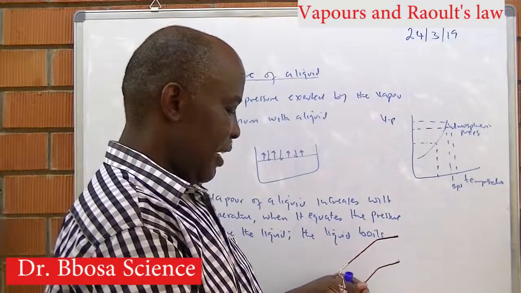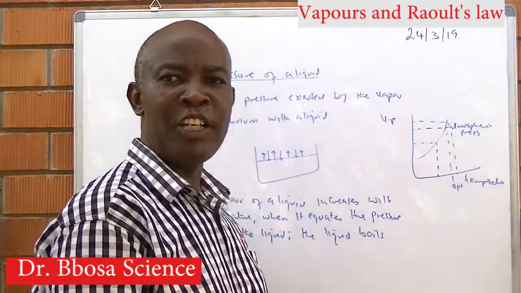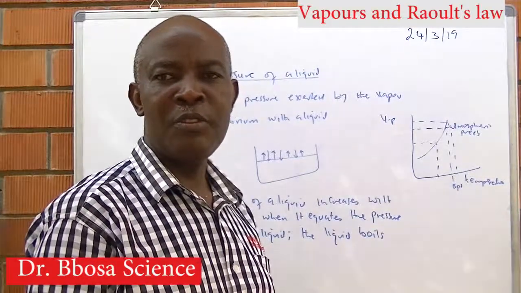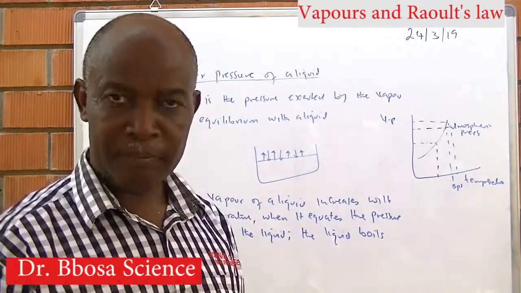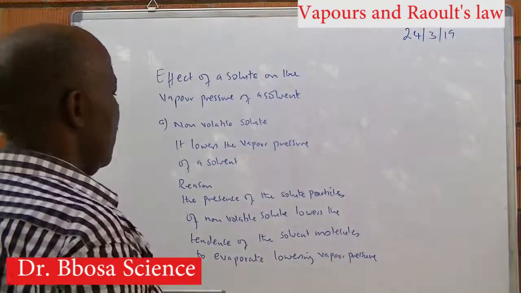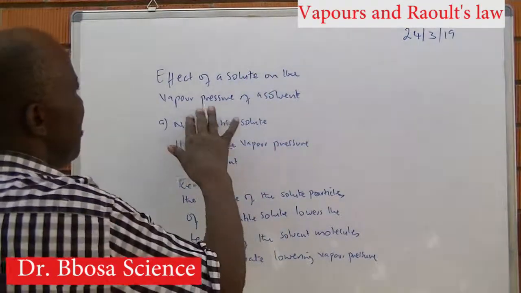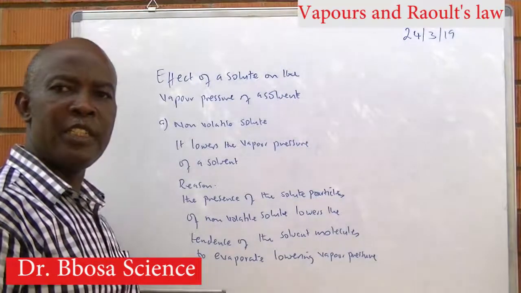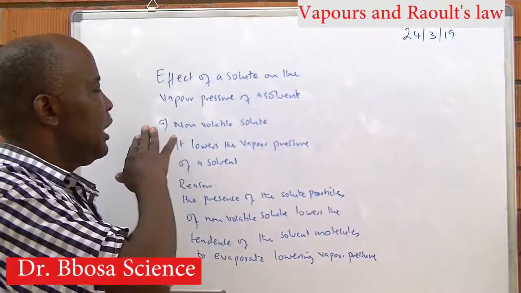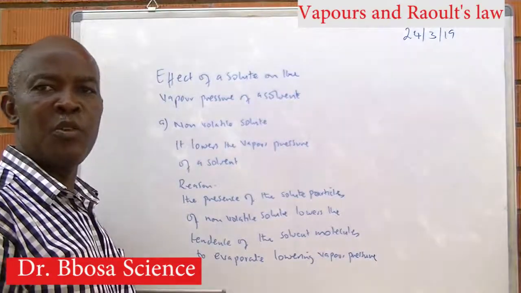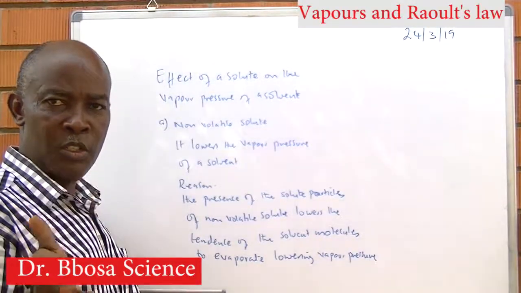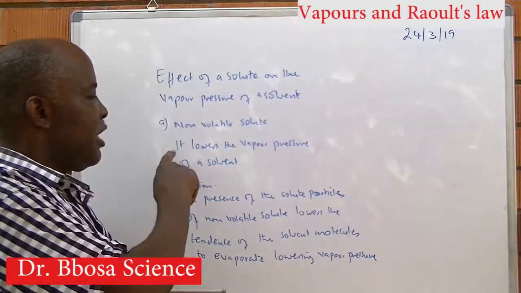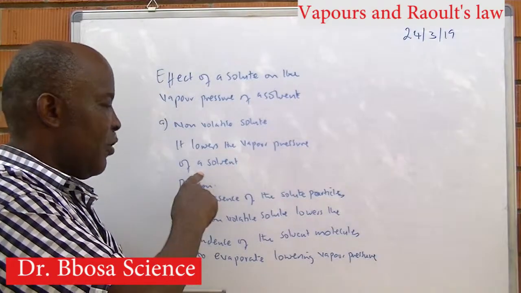Chemistry would be the effect of a solute on the vapor pressure of a solvent. There are two types of solutes. One is the non-volatile solute and two is the volatile solute. Let us start with the non-volatile solute. The non-volatile solute lowers the vapor pressure of the solvent.